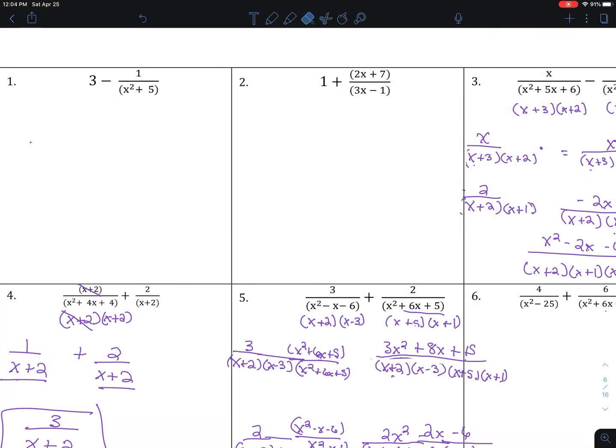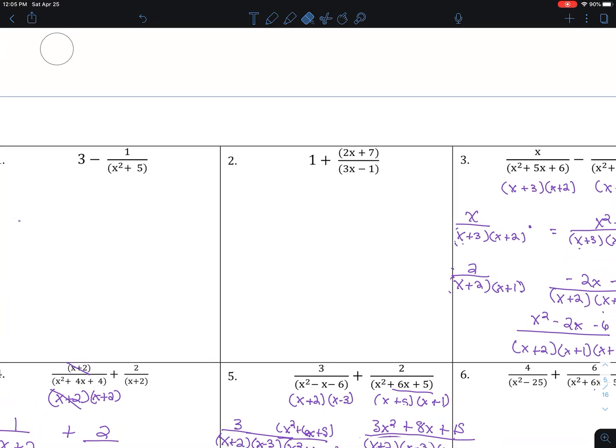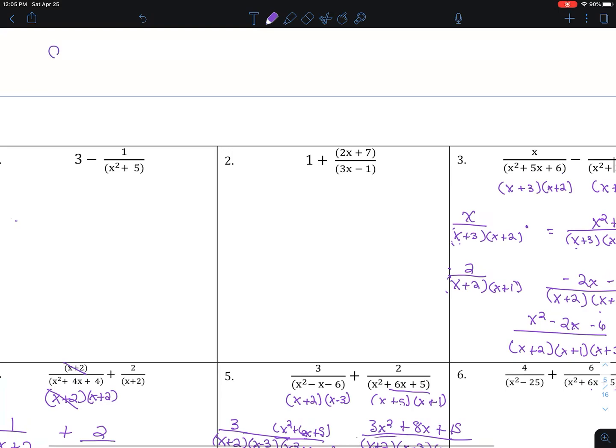Okay, we're going to finish adding and subtracting rational expressions. We're going to finish the worksheet we started yesterday. So for most of these, I'm going to use the shortcut, and I just want to remind you what the shortcut is. It is if we have A over B plus or minus C over D.